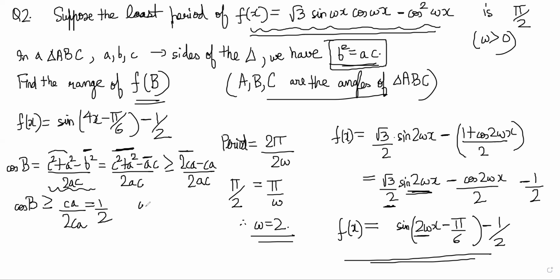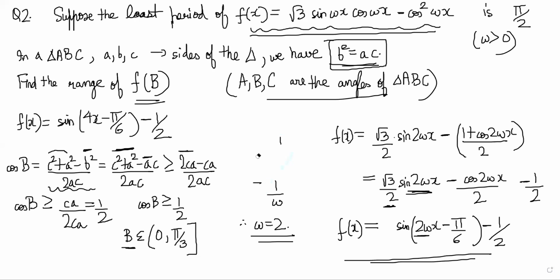So I'm getting cos B is greater than or equal to half, which implies that B should belong to the set (0, pi by 3], right? 0 is not included because 0 cannot be the angle of a triangle, right? So B belongs to this set. And now we just have to find the range of f of capital B. So now let's think about that.